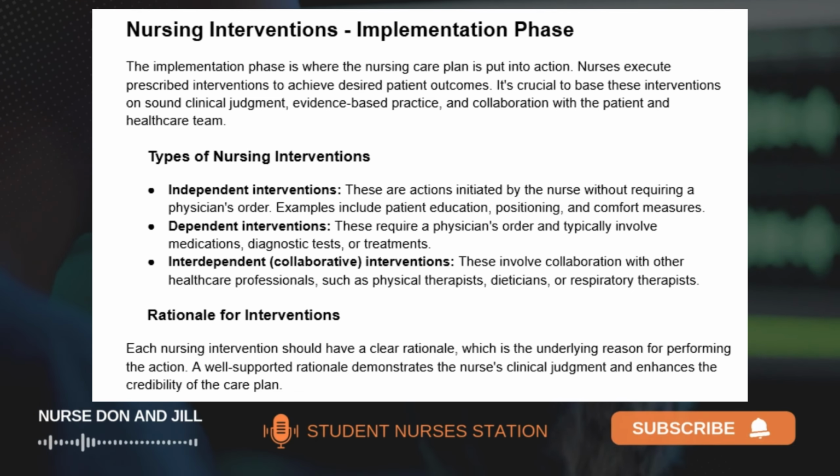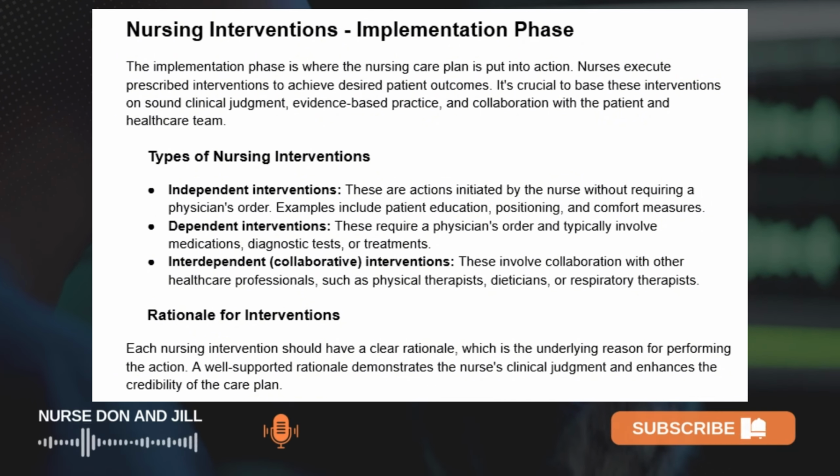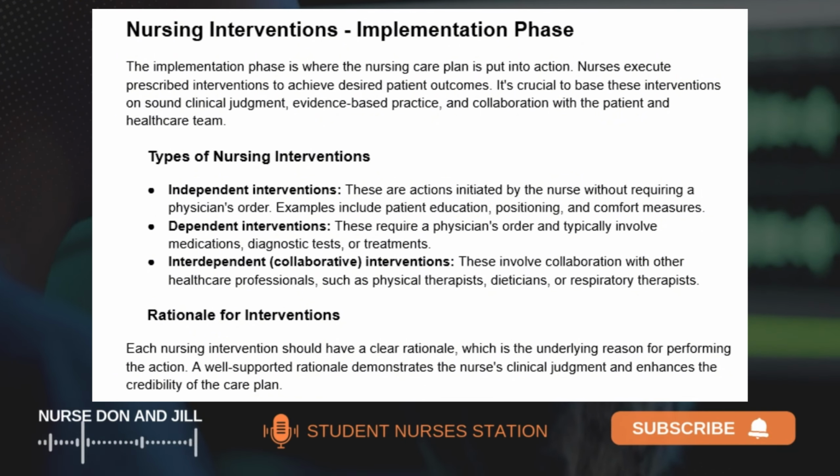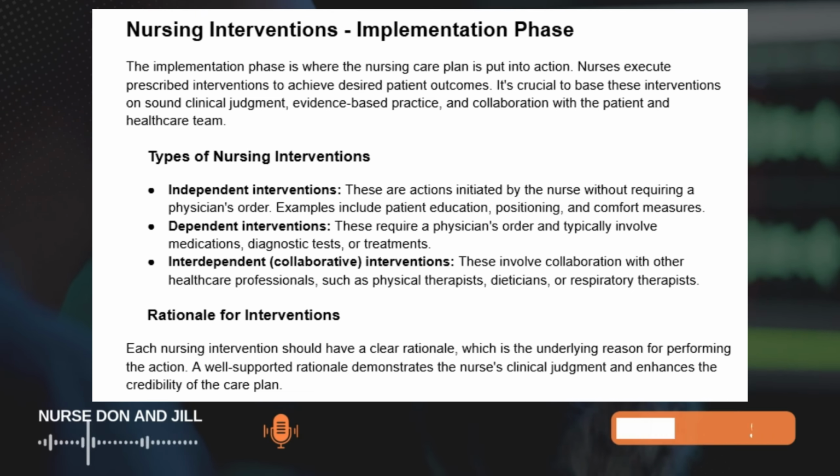So how do we go about choosing the right interventions? What factors do we consider? Well, first and foremost, we need to make sure that the interventions are evidence-based. Okay. We want to use practices that have been proven to be effective and safe. So we're not just pulling these interventions out of thin air. Right. We're relying on research, best practices, and clinical guidelines to guide our decisions.